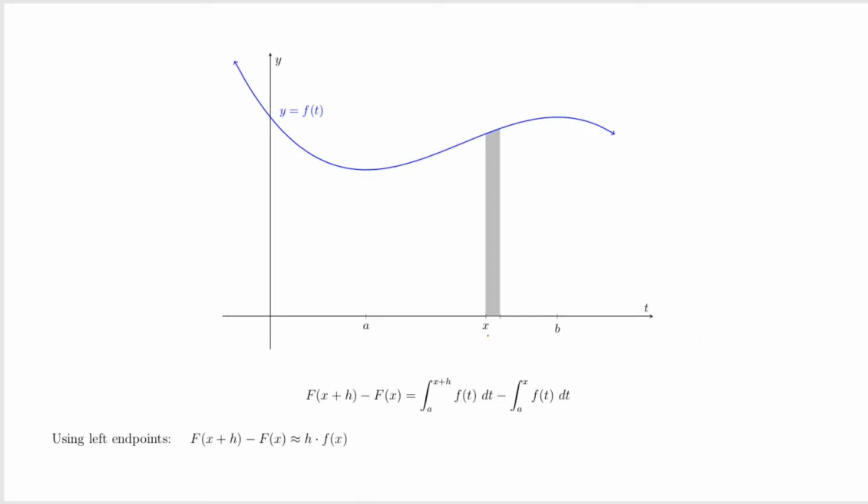But if we used left endpoints to construct a rectangle out of this shape, then its width would just be the distance h right here, and its height would be the height at the left endpoint, which is f of x. And so width times height, h times f of x, is an approximation for the area under the curve there, which is capital F of x plus h minus capital F of x.